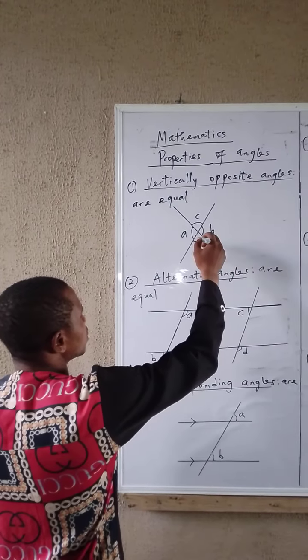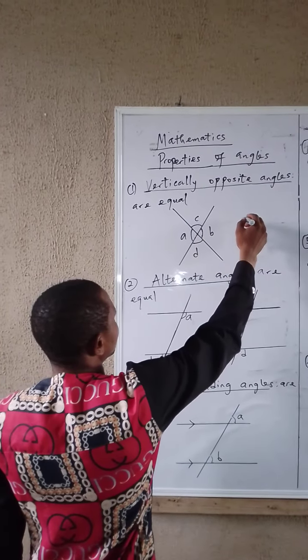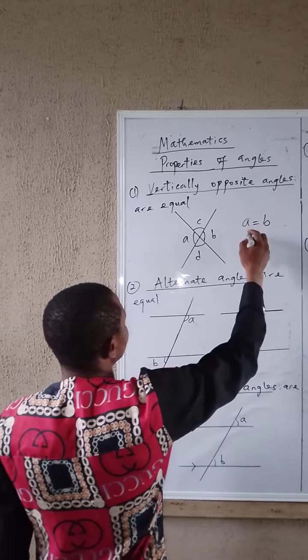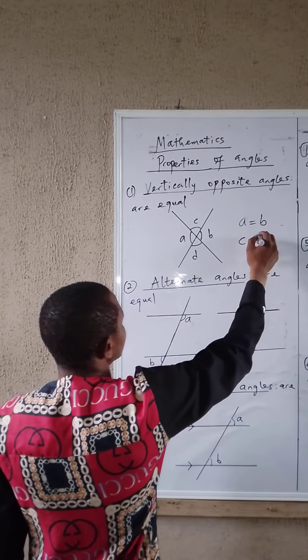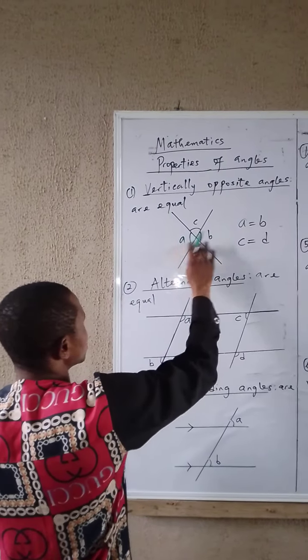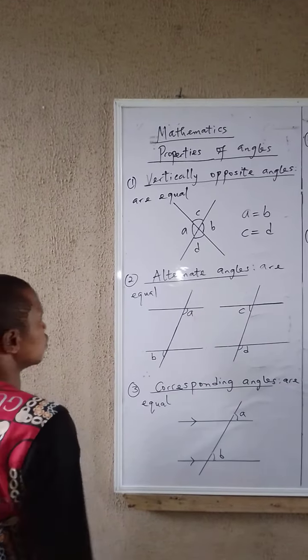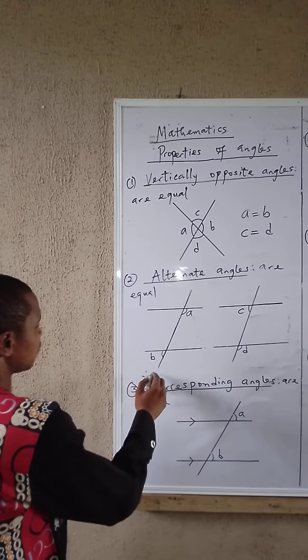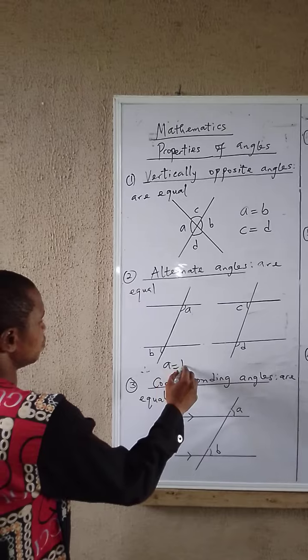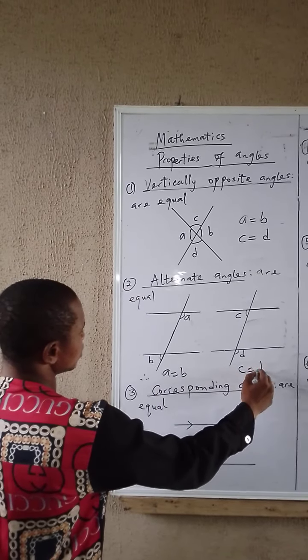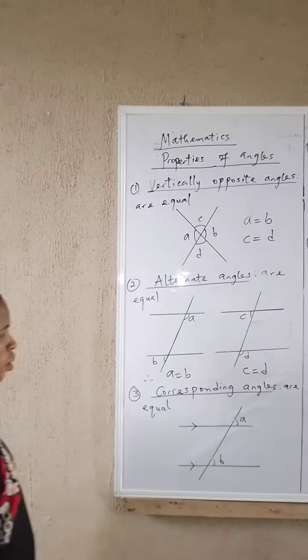So, considering this diagram here, A is equal to B and C is equal to D because they are vertically opposite. And likewise, alternate angles are equal. So therefore, A is equal to B here and C is equal to D.